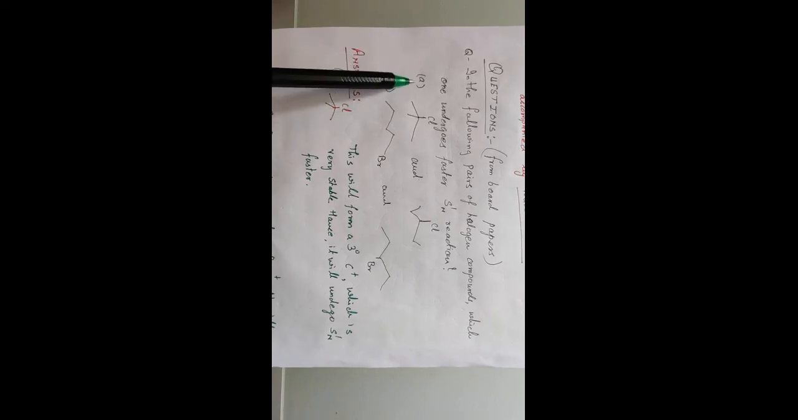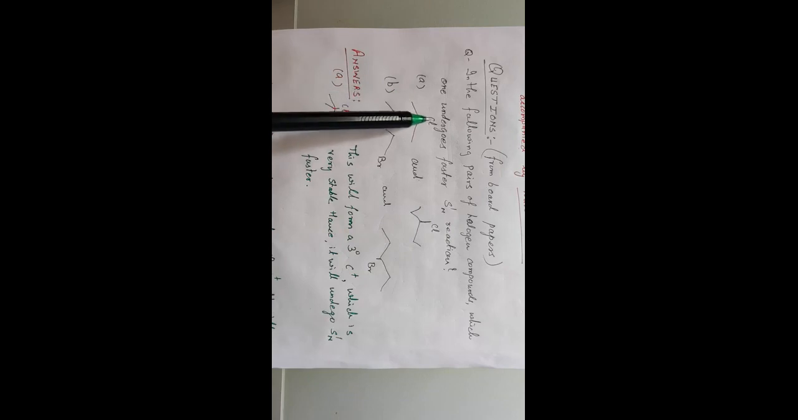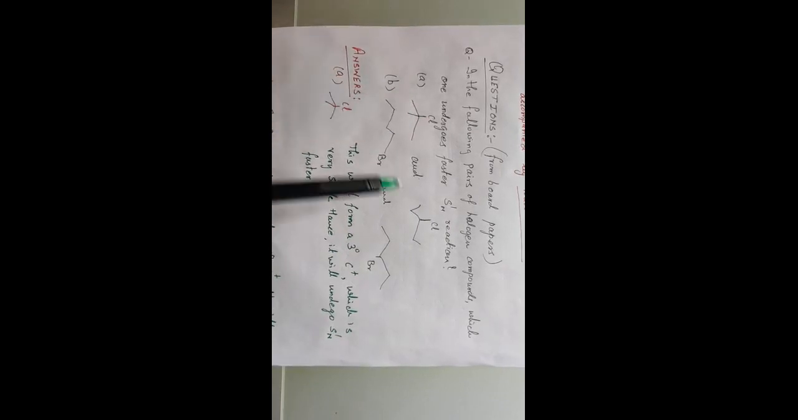If you look carefully at the first one, this and this compound, just remove the halogen, students. Just try and remove the halogen. If you remove the halogen over here, the carbon over here will become a tertiary carbon. And if you remove the halogen over here, students, the carbon over here will become a secondary. And you know that a tertiary carbocation is more stable. And the more stable the intermediate in this mechanism, the faster is the reaction. So the first answer is that this compound will form a tertiary carbocation and hence it will undergo Sn1 reaction faster.